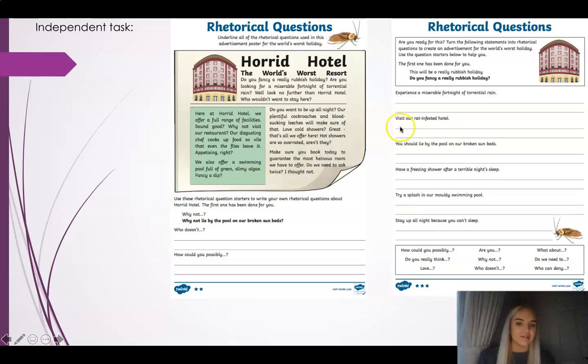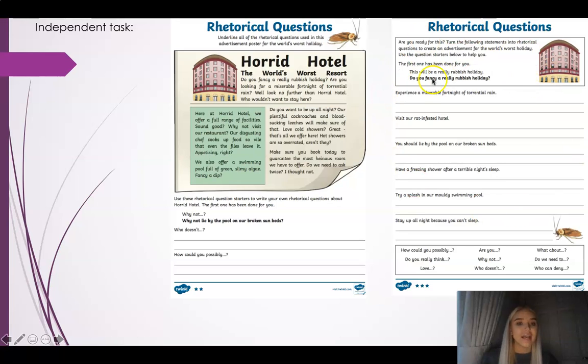So using the sentence starter, why not? Why not lie by the pool on our broken sunbeds? Would I have said, why not lie by the glistening pool on our magnificent sunbeds? No, I wouldn't, would I? Because it's an advertisement for the world's worst holiday. So you've got to make it sound awful. So you've got who doesn't and how could you possibly.